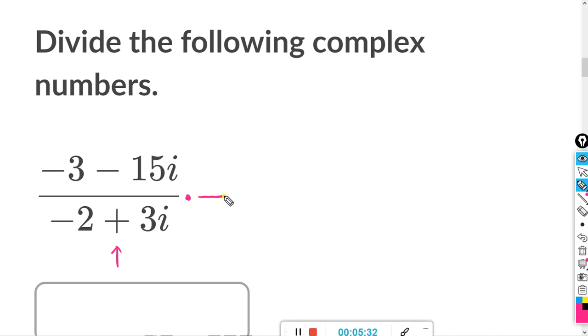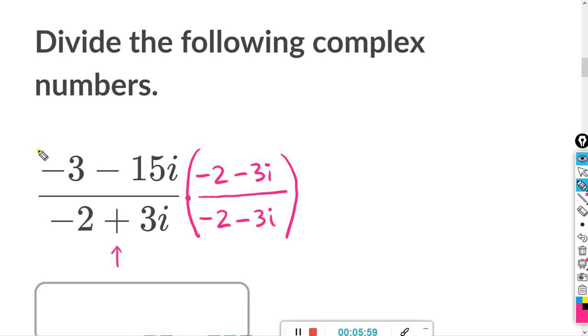All right, so for the denominator, instead of -2 plus 3i, I'm going to make it -2 minus 3i. Okay, and since that's in the denominator, you want it in the numerator as well. Okay, this way we're multiplying by the same thing over itself. You're multiplying by 1. All right, and just use FOIL. You can use FOIL or distribute. First, -3 times -2 is +6.